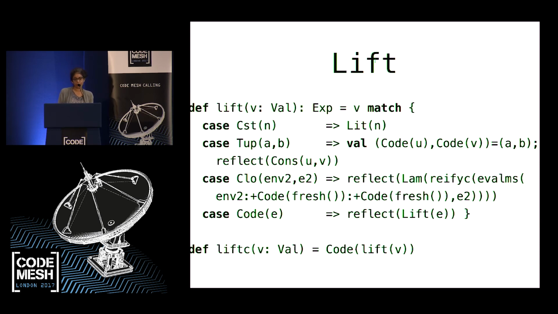And so for lift, the lift operation is similar to what you have in normalization by evaluation, where we go from a value back to an expression. So say if you have a constant, you just go back to a constant expression. And then for a tuple, you just go back to a const pair, for example. And then for a closure, you actually go back to a lambda. So to do this, you have to reify the body of the lambda and so on.